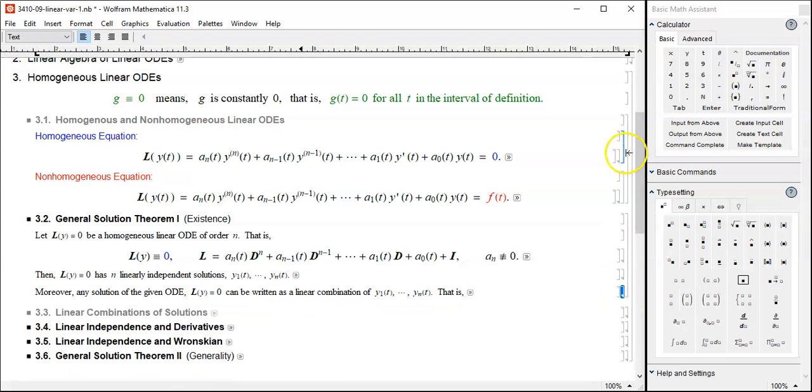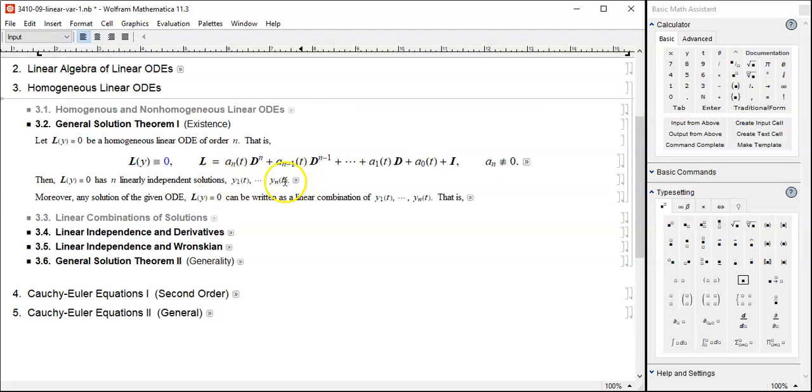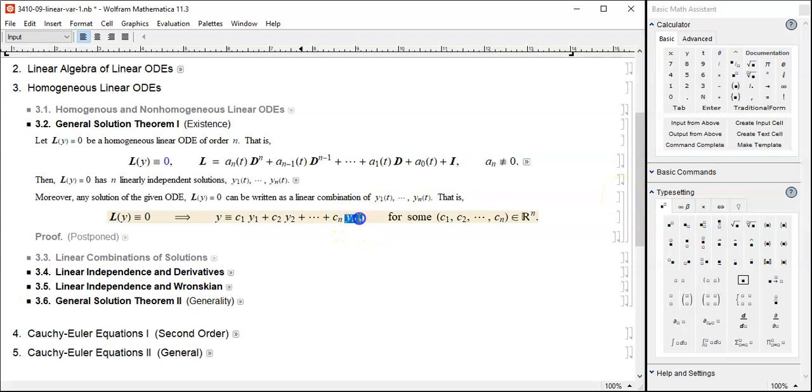Let's come back to this theorem again. Part 1: there exist n linearly independent solutions, y1 through yn. The existence is part 1. Part 2: any solution can be written as a linear combination of y1 through yn. So this is the general solution. The existence is part 1, and getting the general solution is part 2.